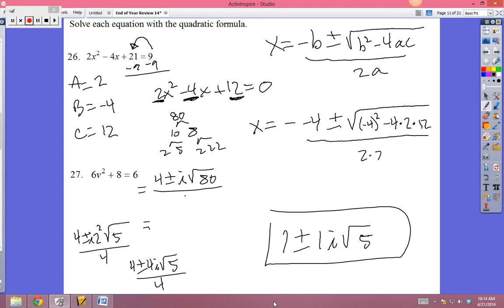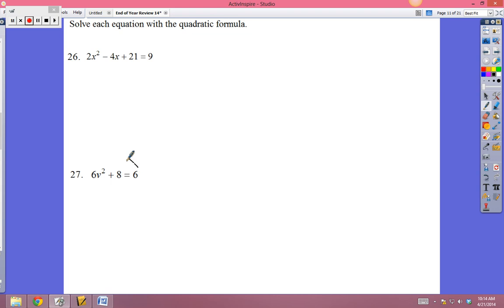Okay, let's do one more. Let's look at the one right below it. So your first move, you got to get everything on the same side. So if you minus 6 on both sides, that will leave you 6x squared plus 2 is 0. So let's identify A, let's identify B, let's identify C.